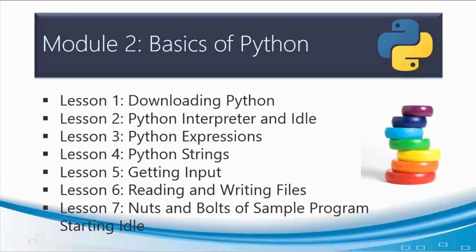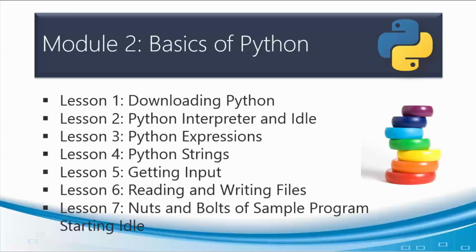Lesson 3 is Python expressions. This is where we'll get into some of the language elements of Python. I'll just give you the flavor of what Python expressions are. Lesson 4 is Python strings. So for instance, if you need to write some text within the program, how do you go about doing it? What does it look like? What does it do? And why do we do this? I'll explain in lesson 4.